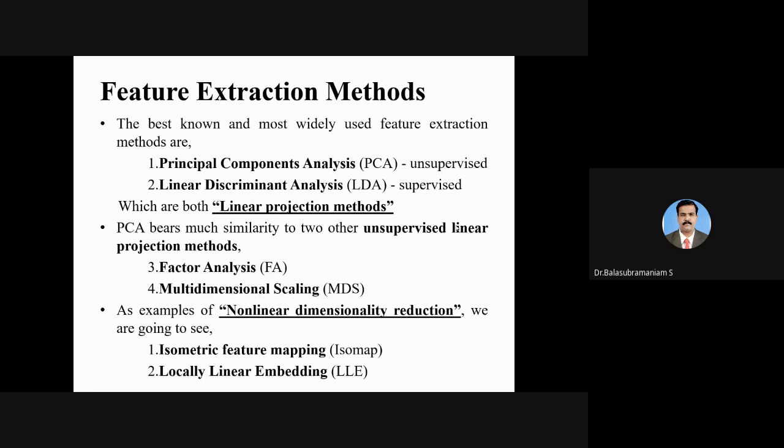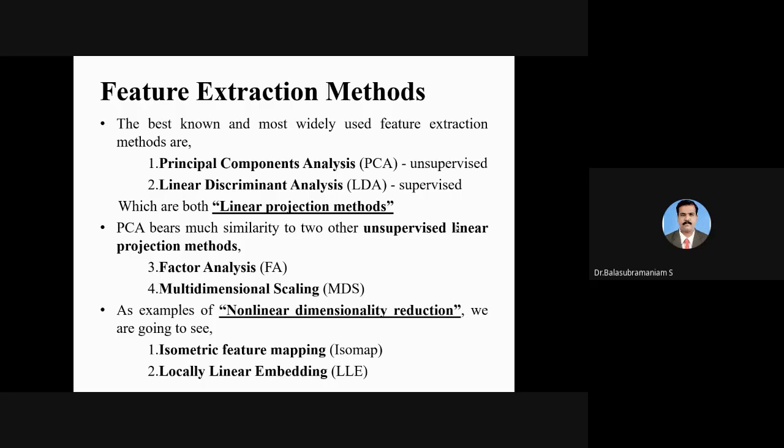In the very first class, we discussed feature selection, with many concepts. The main thing we discussed is subset selection: forward subset selection, backward subset selection, and hybrid subset selection. Then we moved on to the feature generation methods, that is, feature extraction methods. This is a slide which I showed you in the first class itself. These are the different methods available in feature extraction.